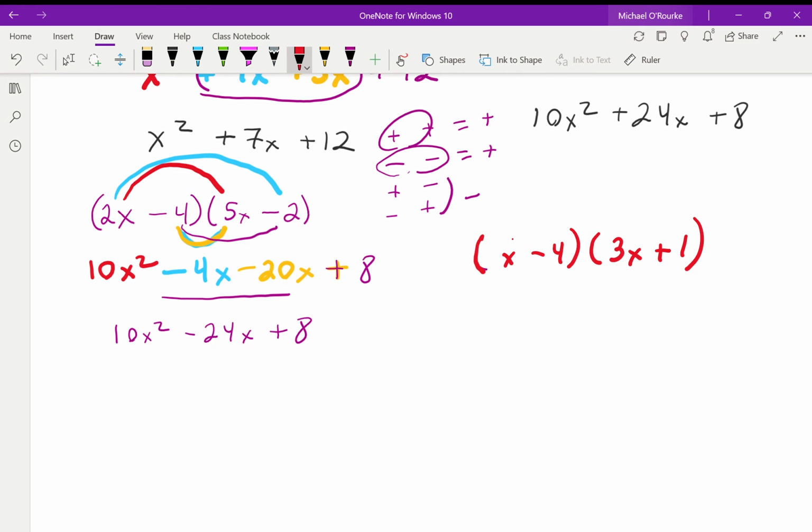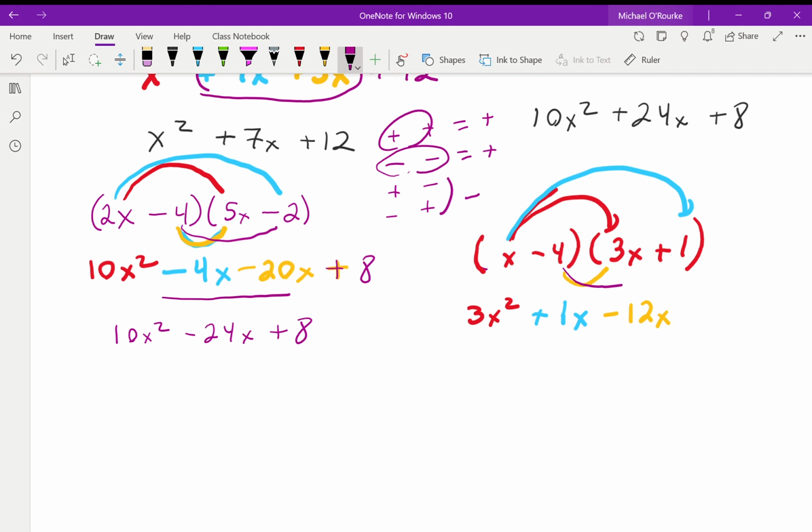All right, here we go. X times 3x is 3x squared. And then we're going outside here. X times 1 is just plus 1x. Then my inside is a minus times a positive, so it's going to be minus 12x. Then lastly, we have a negative times a positive, so we have minus 4.